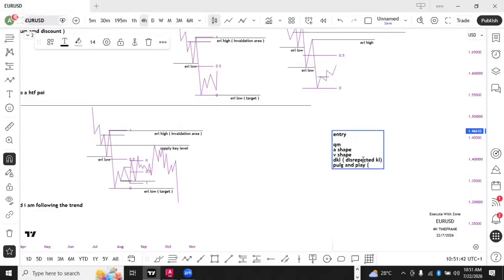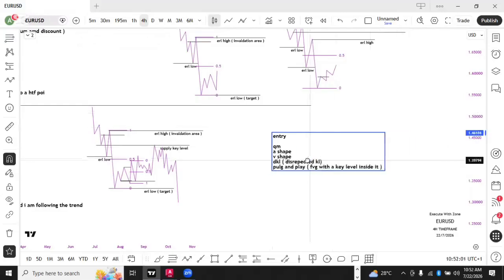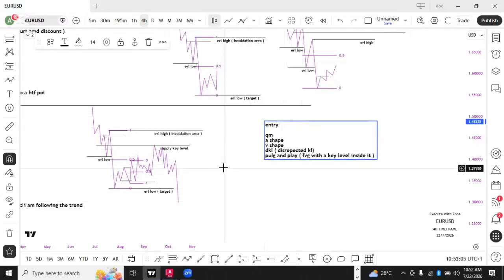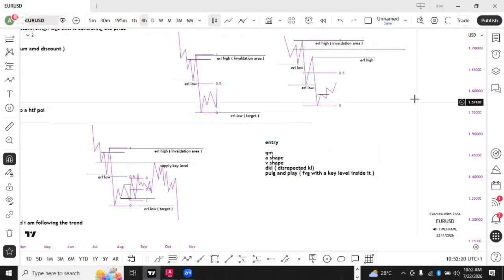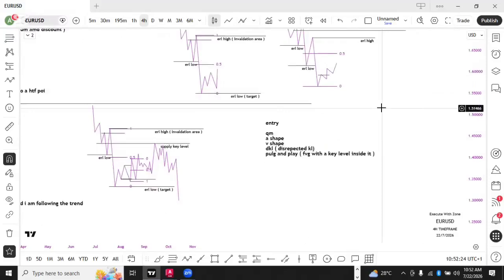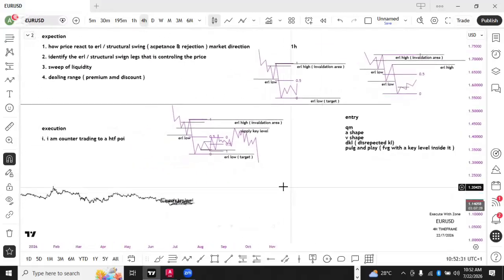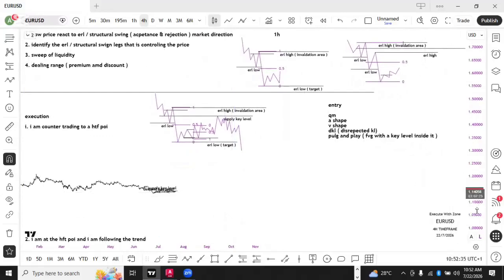But this plug and play is FEG with a key level inside it. These are just my major entries, but there are rules I follow when I want to use them. I don't just enter blindly. I don't just come to the chart and say, this is a QM, this QM should hold, or this apex should hold. No, there are rules I follow, which I'll be sharing here. Then we go to the chart and bring out everything we have explained so far.